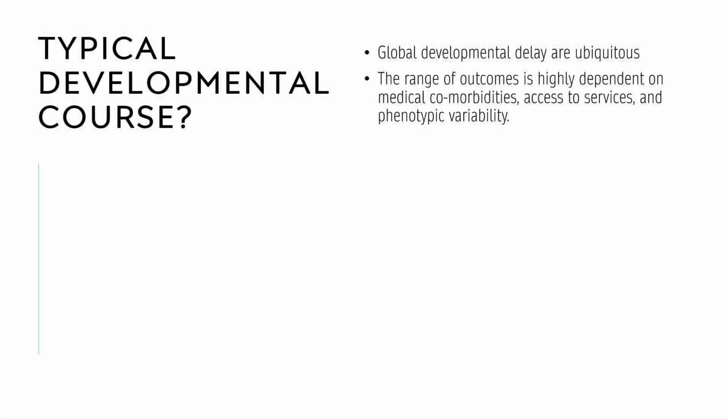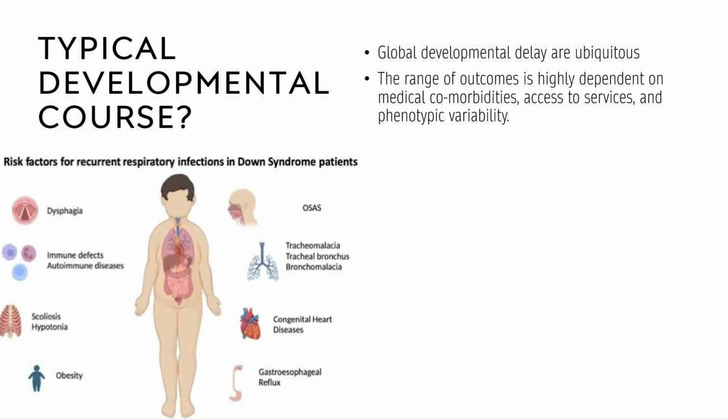So what is the typical developmental course for persons with Down syndrome? Global developmental delays are actually quite ubiquitous. It's kind of the rule and not the exception to have global developmental delay in a person with Down syndrome. The range is completely and highly dependent upon the medical comorbidities, access to services, and the phenotypic variability. So we talked again about all of those different conditions that can lead to a person having developmental delay without Down syndrome, and then we sort of compound that effect in persons with Down syndrome because they will often have multiple of these conditions.